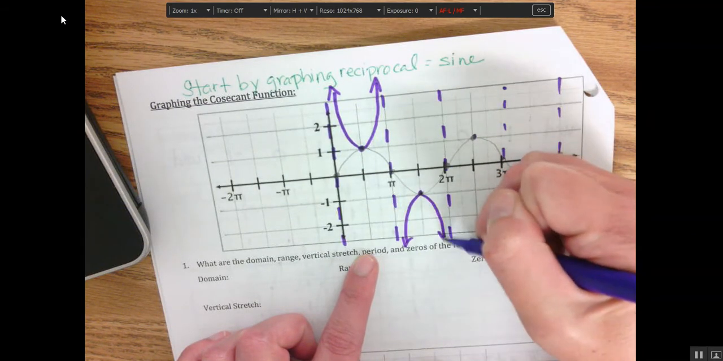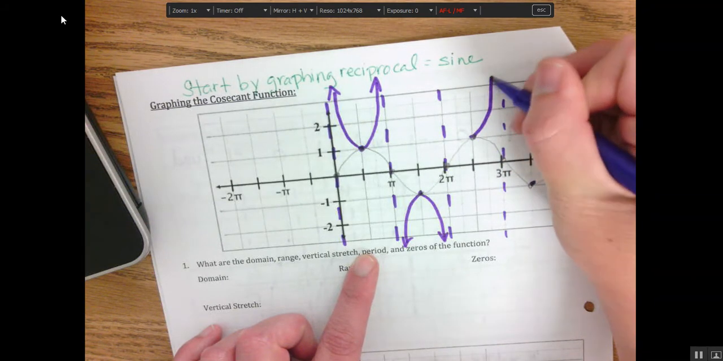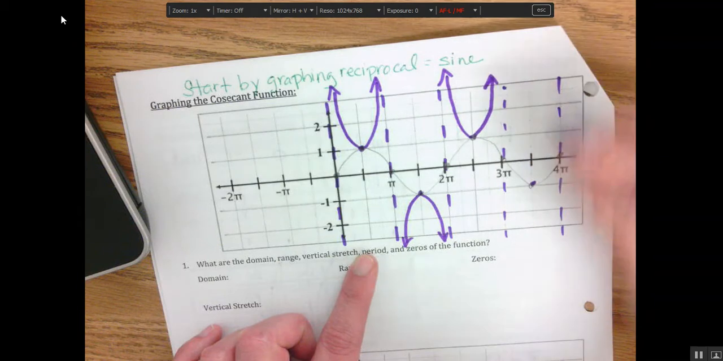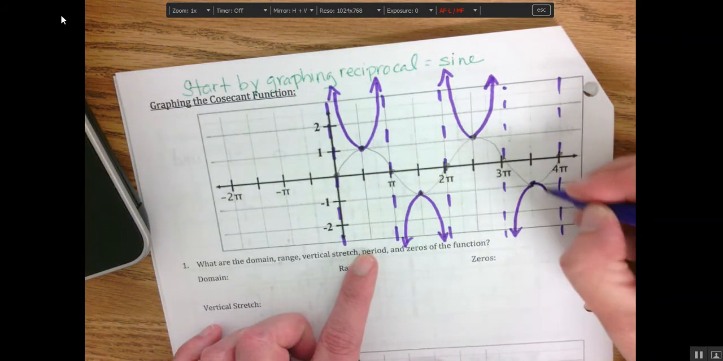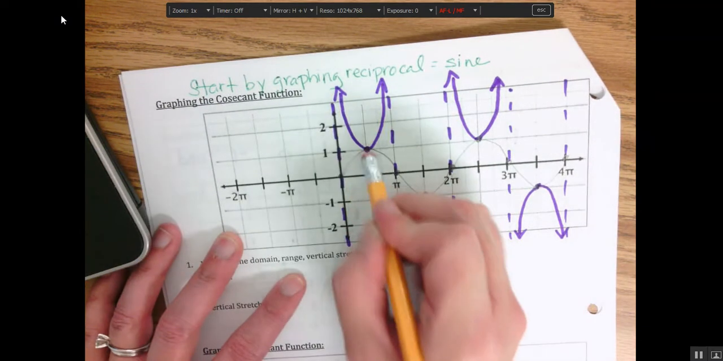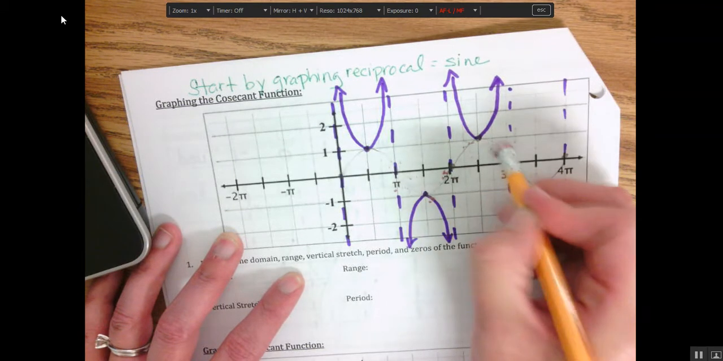Okay, so we graph the sine just to help us find the cosecant. The cosecant is in the purple. Once you finish graphing the sine, you could erase it in the middle, because you don't really need it. Just helps you find your graph.